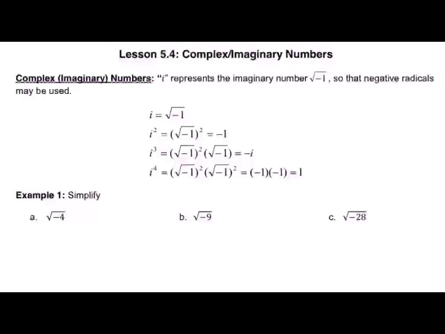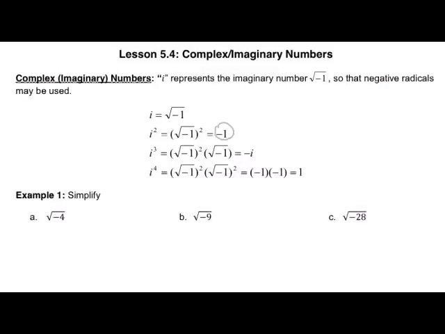So complex or imaginary numbers, we use i to represent the imaginary number, and that is the square root of -1. And we use this so that negative radicals can be used. So here we have i is equal to the square root of -1. So if we have i squared, that means that we're squaring the square root of -1. So i squared is actually -1.